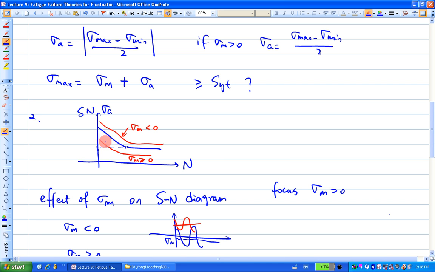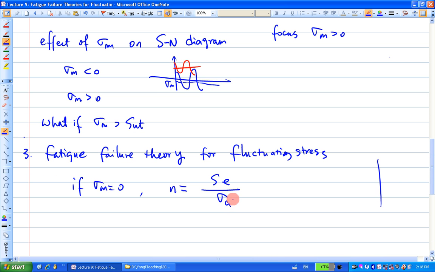Remember this SN diagram here. This is a complete reversed, right? If I'm designing for infinite number of cycles, so you're comparing this SE value with your current state of stress, which is the amplitude of the stress, right? Sigma a. Then if it's less than that, you have an infinite number of cycles. If it's greater than that, you have a finite number of cycles. If you have finite number of cycles, in the previous lecture we had a couple of equations to derive what will be the finite number of cycles to calculate that, right? Okay, so this is basically the way to calculate the safety factor if it's completely reversed.